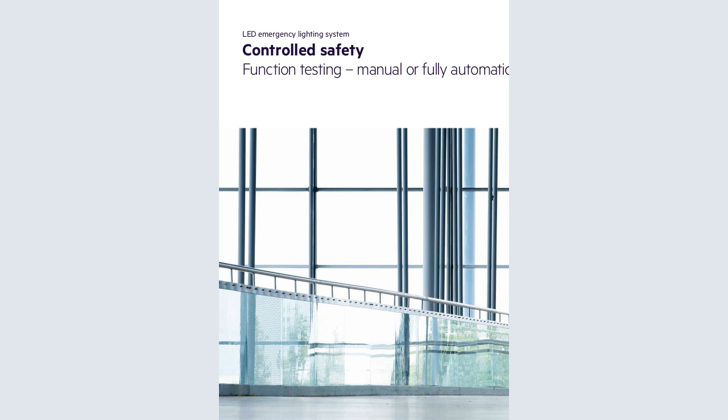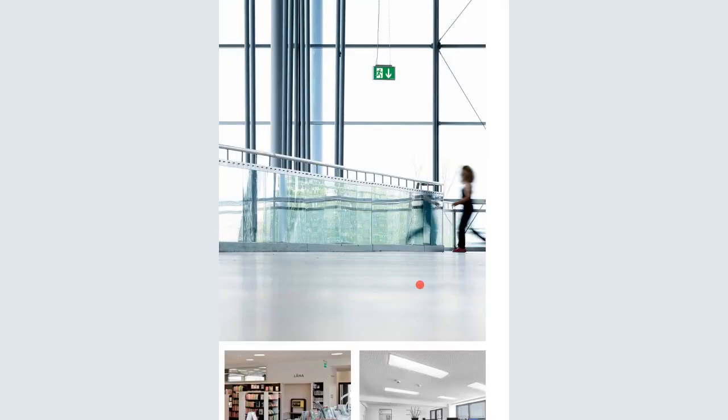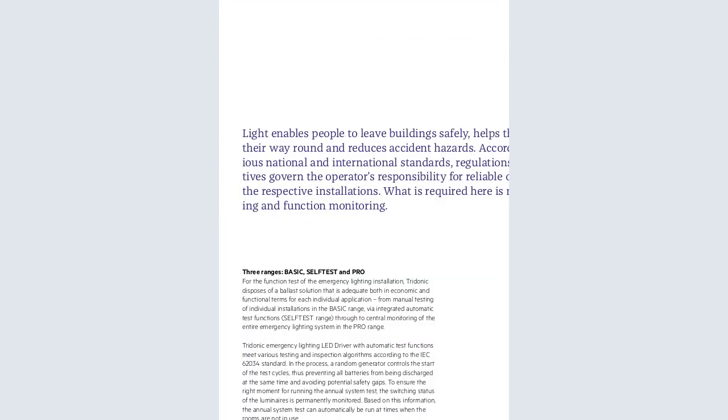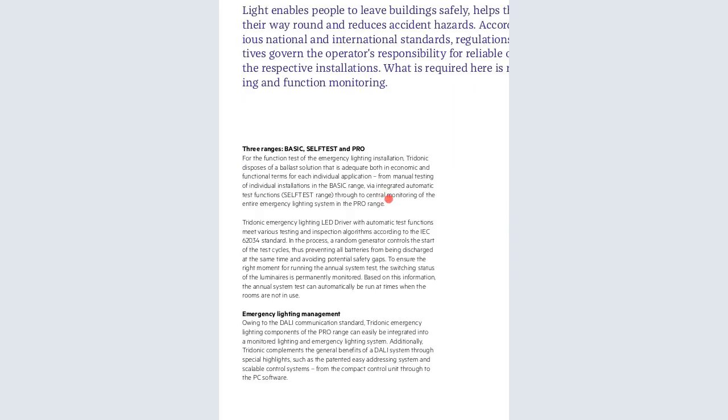Control safety, that is functional testing manual for fully automated control safety. So you can see they are controlled by automatic means. And when we talk about automatic means, they're normally under programs that are able to control. So lighting enables people to leave buildings safely, helps them to find their way around and reduces accidents and hazards.